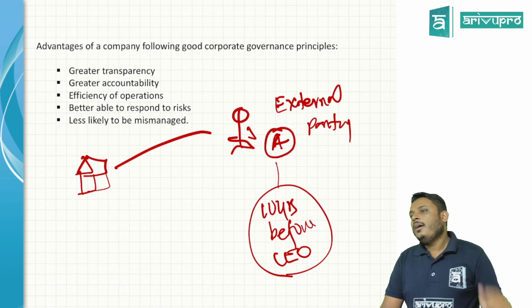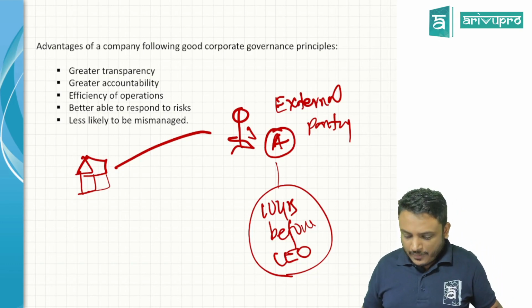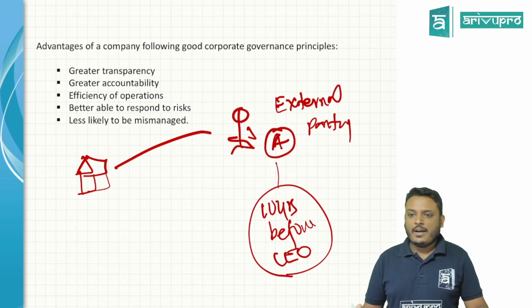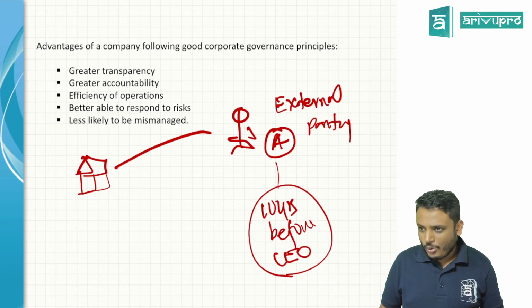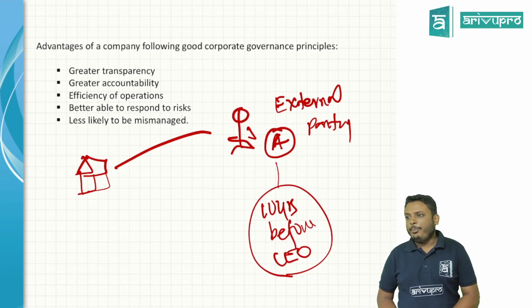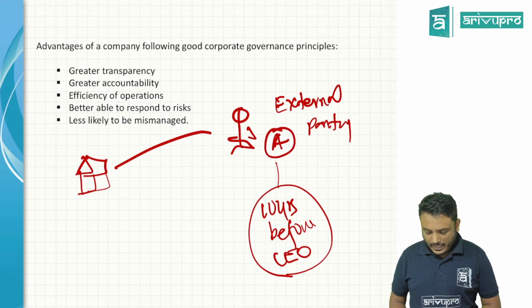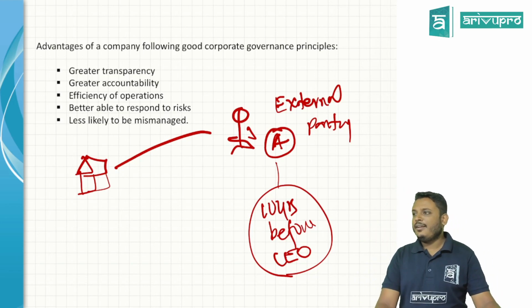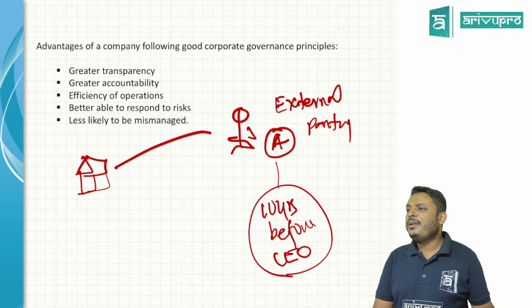So write down. When a company complies with the corporate governance code, number one, reliability of financial reporting improved. Why? Why is the reliability of financial reporting improved?